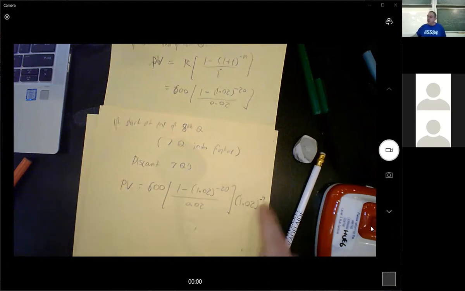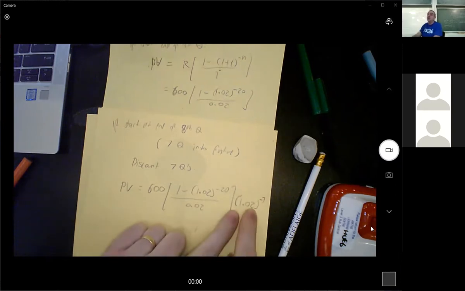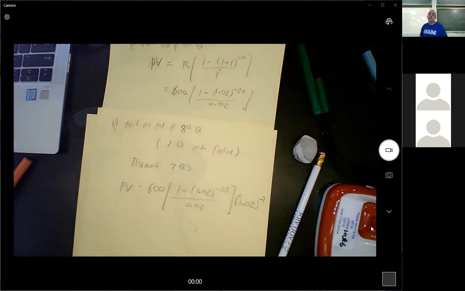Because this is what discounts it, because everything's further into the future. The entire annuity is 7 quarters into the future, so I'm going to have to discount it by 1.02 to the power of 7. Yeah, and it's a negative power because I'm discounting. And when we get that result, what does that actually tell us? It tells us the present value of the deferred annuity, of all the cash flows, taking into account that it doesn't start until the end of 2 years.